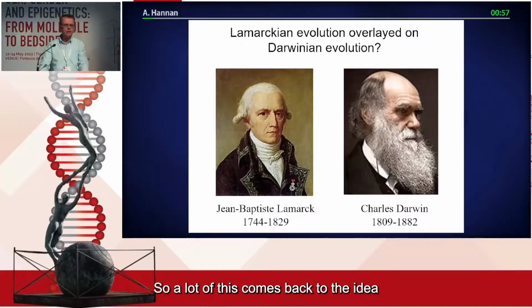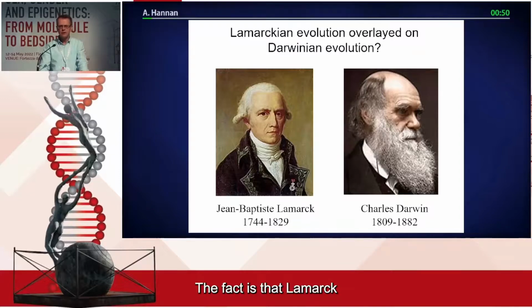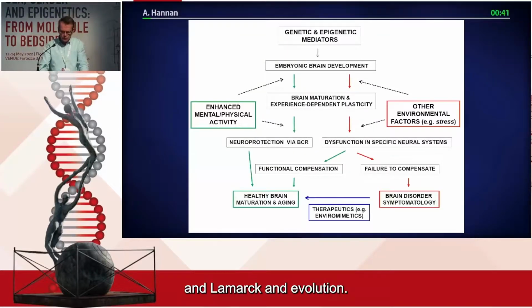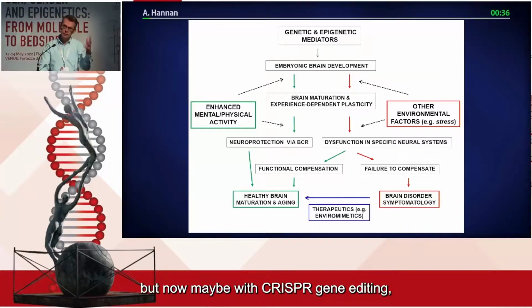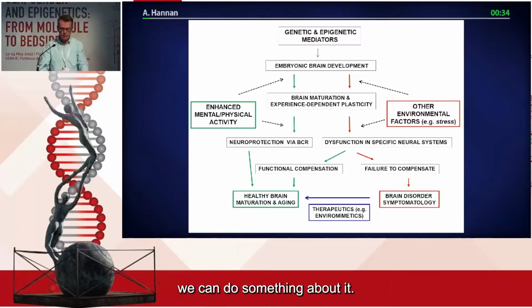A lot of this comes back to the idea that we should never, ever dismiss new ideas out of hand. Lamarck was ridiculed. The fact is that Lamarck was not completely wrong, and we need to maybe think about a synthesis between Darwinian and Lamarckian evolution. I used to say we're all dealt a genetic deck of cards at conception that we can do nothing about, but now maybe with CRISPR gene editing we can do something about it. But we're also apparently dealt an epigenetic deck of cards at conception. The red arrows on the right are indicating movement towards abnormal brain development.